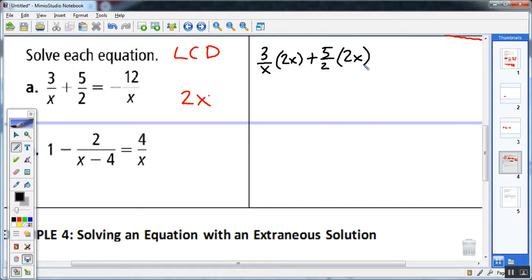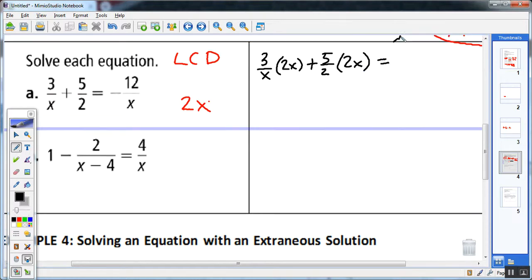So let's see what we have here. This would be the same as, well, what did you have on the right, kids? Whoops. Negative 12 over x times what? 2x. Let's see what happens here. Guys, 3 times 2x divided by x. Anybody want to take a guess on that? 6. It's just 6 because the x's do what to each other?